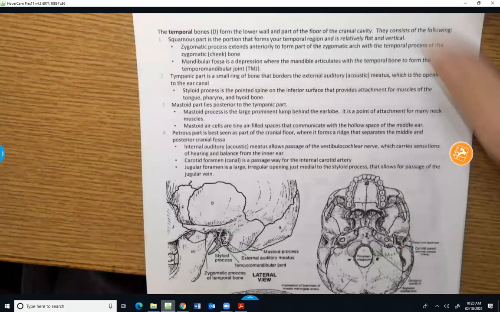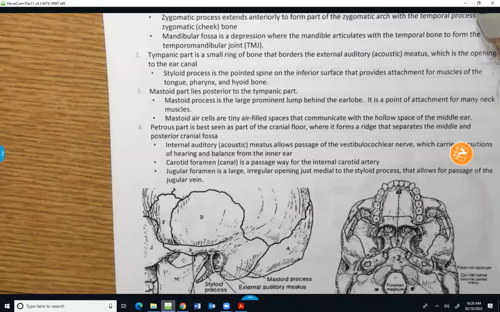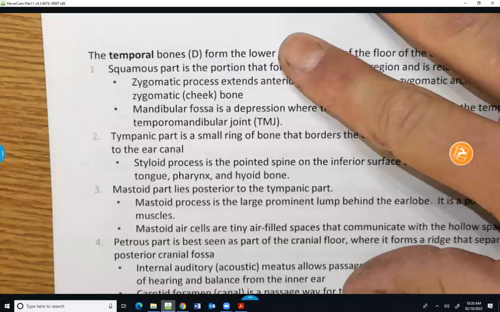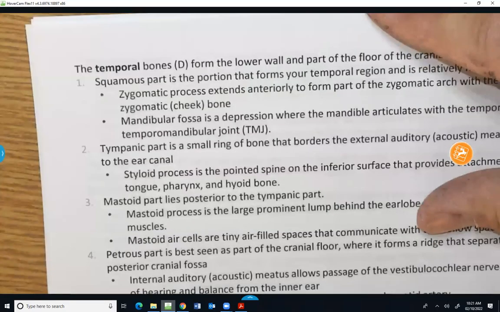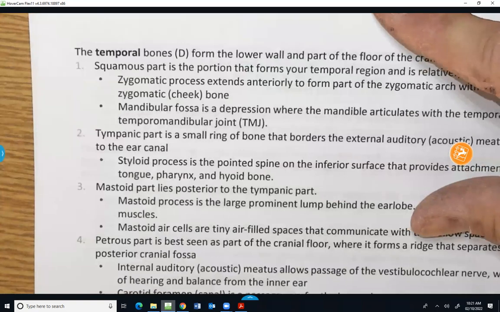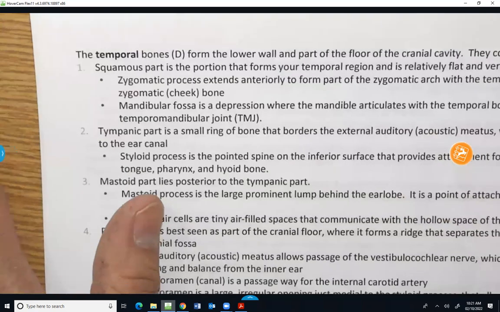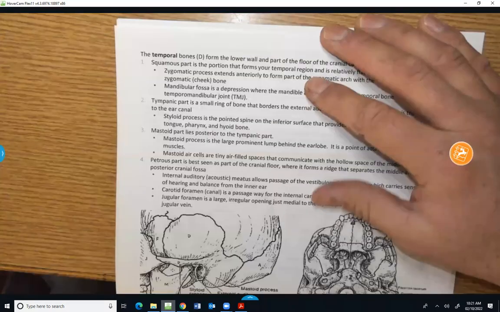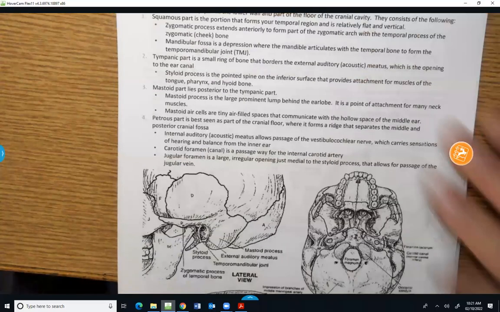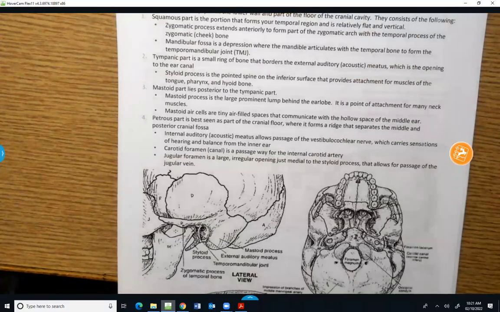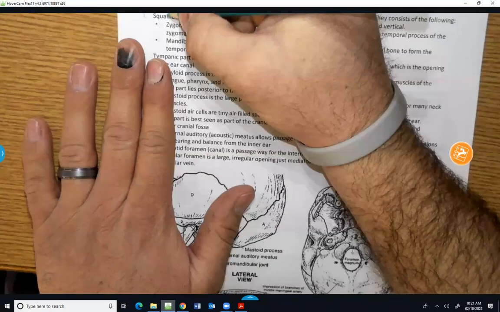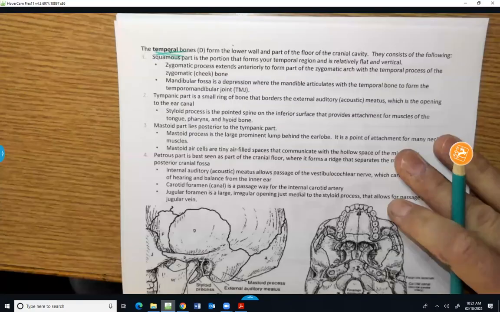Moving on. Very complicated bone comes next. There are 2 of these, your temporal bones. Temporal bones form the lower wall and part of the floor of the cranial cavity. And we break it down into 4 parts, each of which has unique features. Let's color it this nice aqua color.